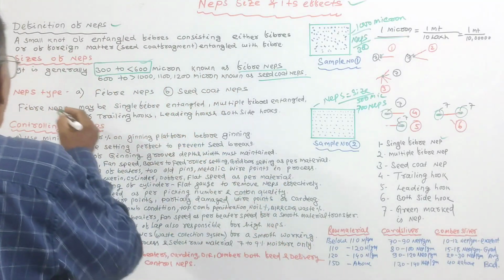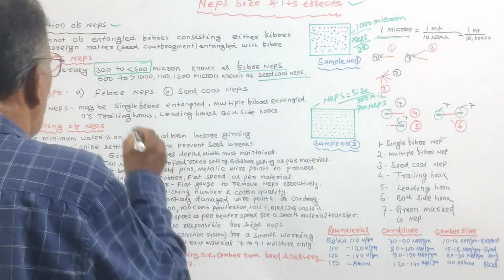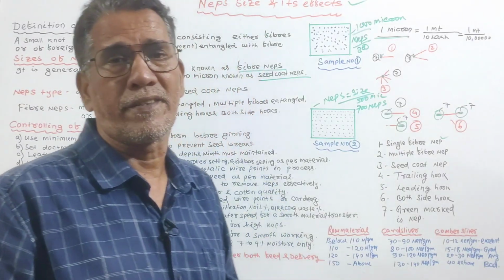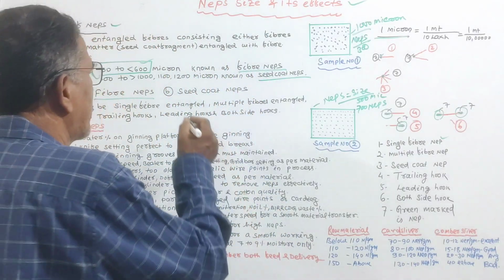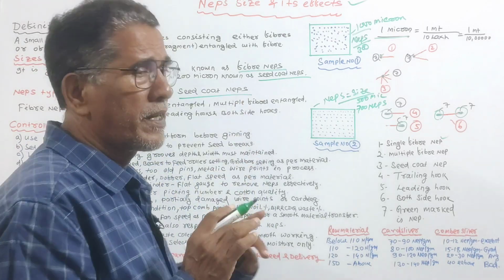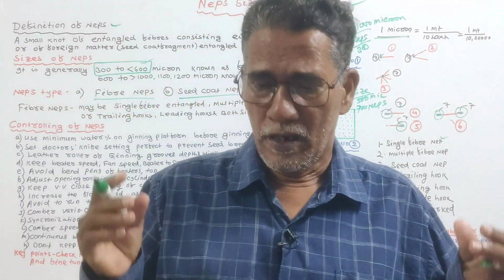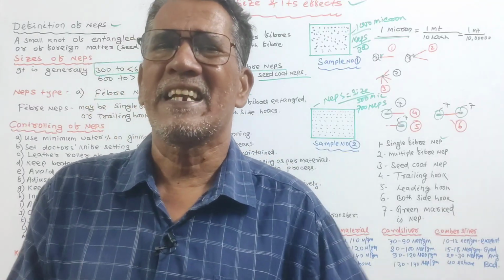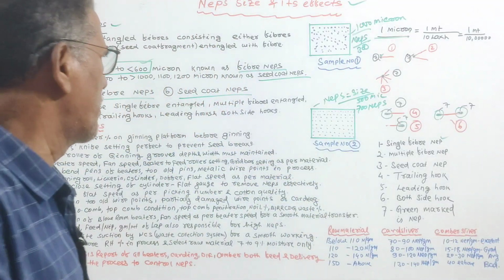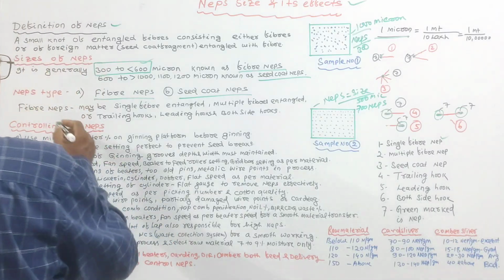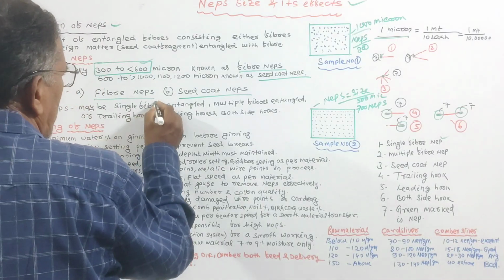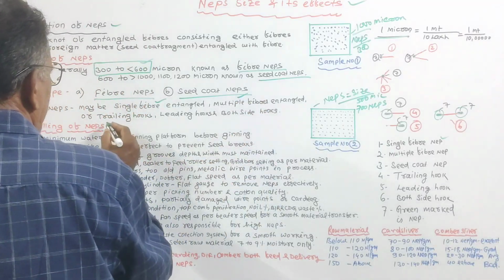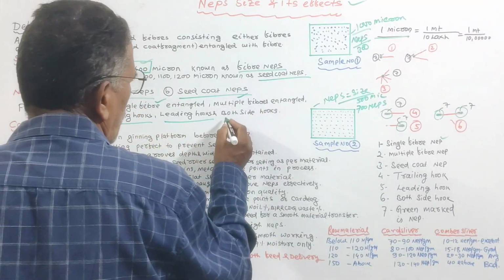Okay, you see the naps types. One is fiber naps; that nap is made by fibers. Another is seed coat naps; that is a seed fragment, meaning broken seeds entangled with multiple fibers. Fiber naps may be single fiber entangled, multiple fibers entangled, or trailing hooks, leading hooks, or both-side hooks.